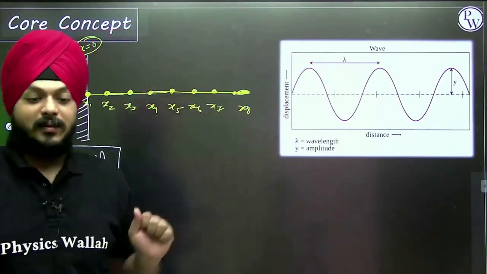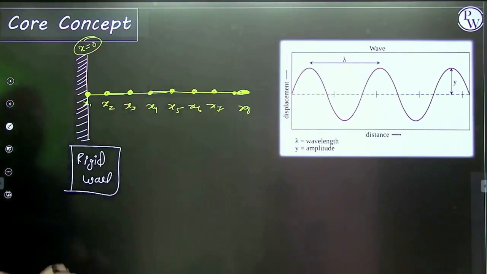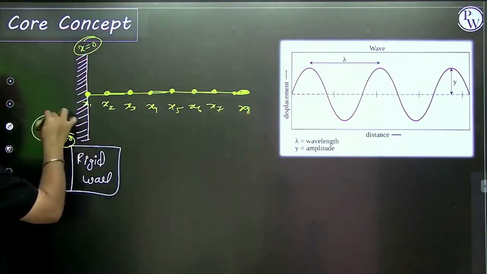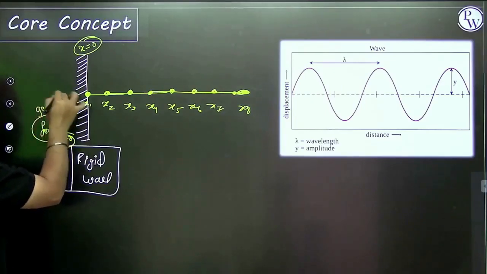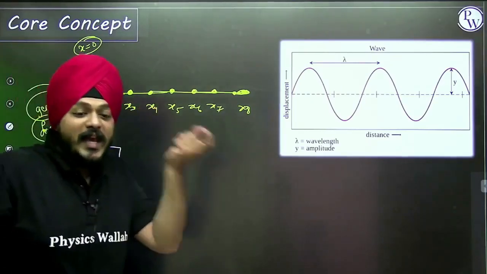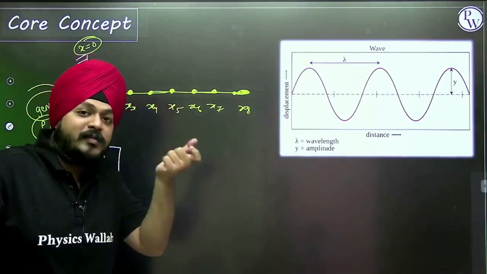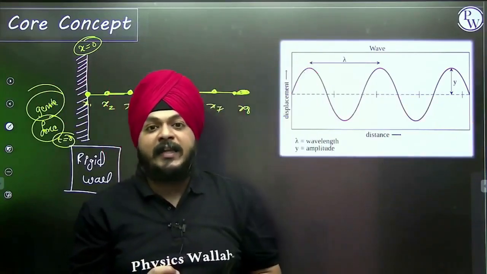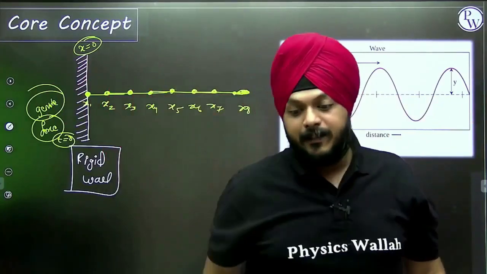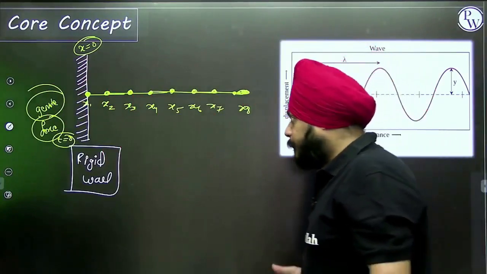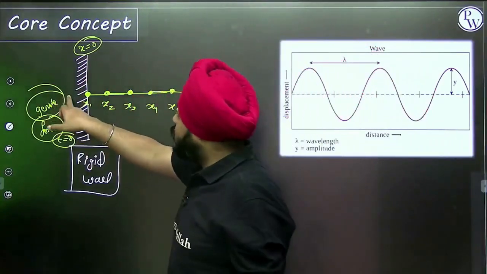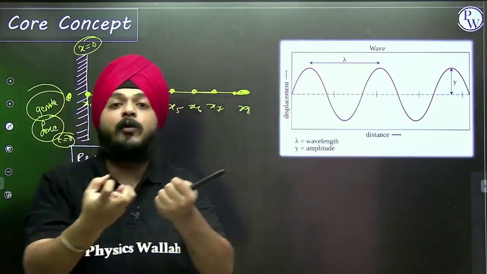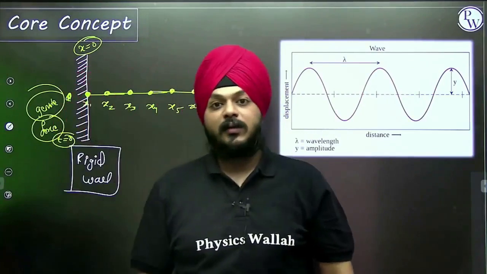Now, what happens here? At t equal to 0, a gentle force is applied. The nearest particle to the position where force is applied will receive an enormous amount of energy and will try to oscillate. Suppose at t equal to 0, the gentle force is applied from this position. x1 will receive the enormous amount of energy from that gentle force.